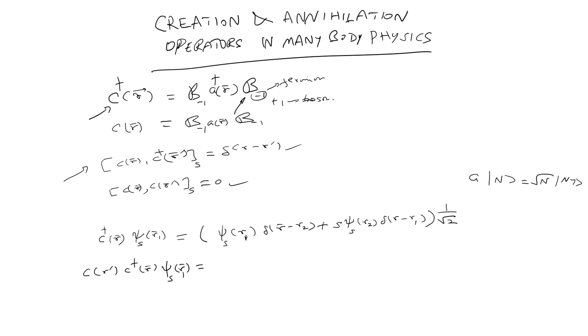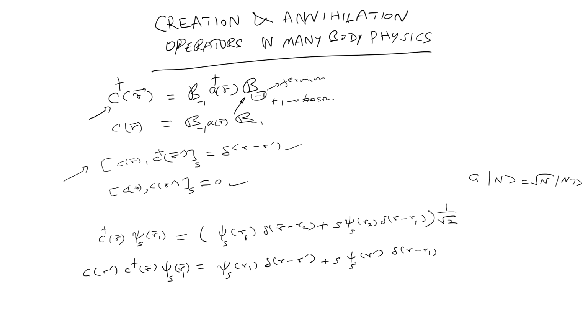So, I pick up a square root of 2 there. That square root of 2 cancels with this, and I end up annihilating the particle here. R2 becomes r dash, and S R2 becomes r dash r minus r1. Okay, so that's what it is.